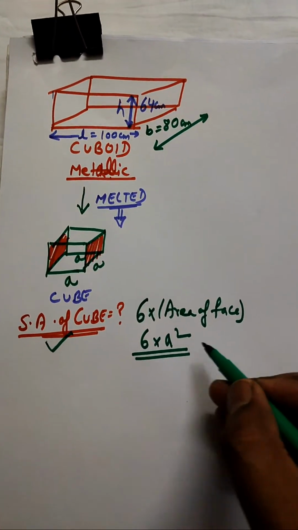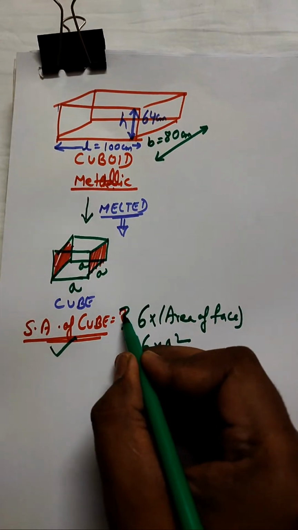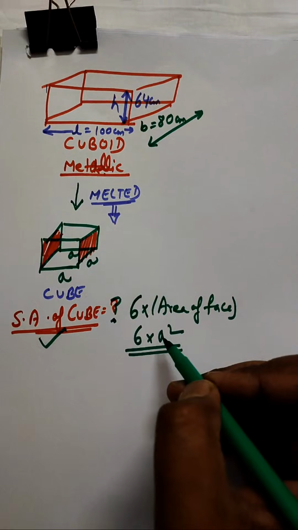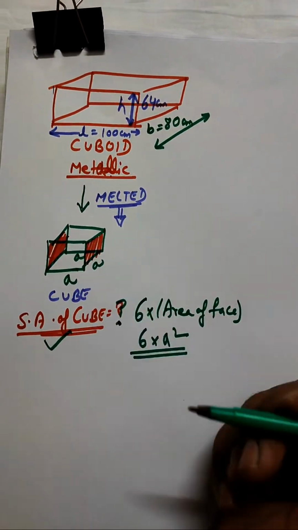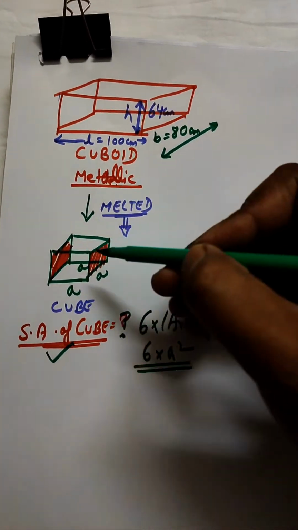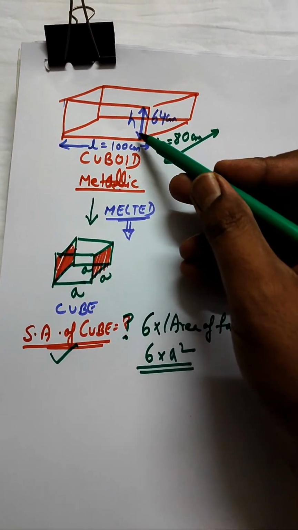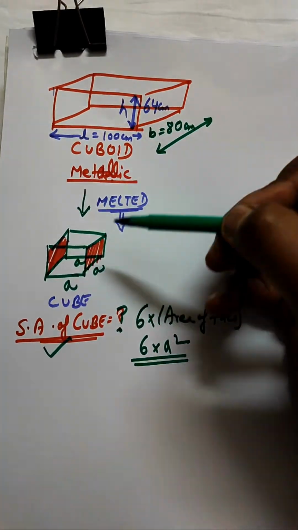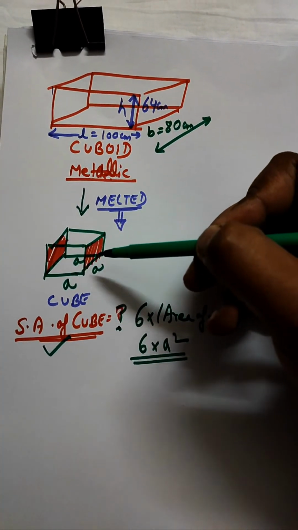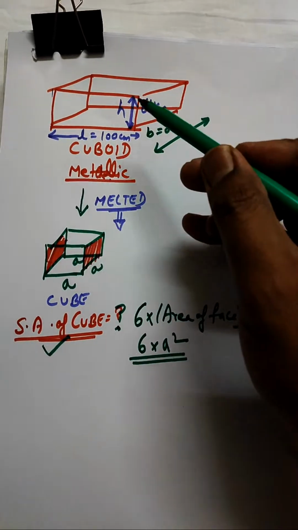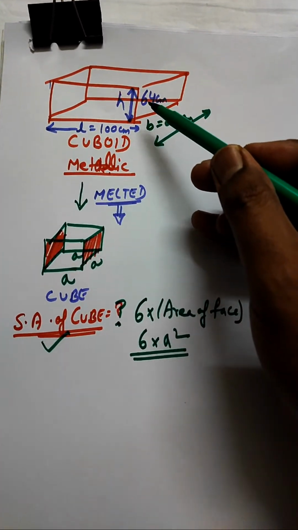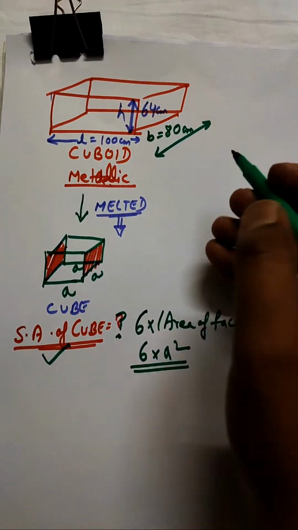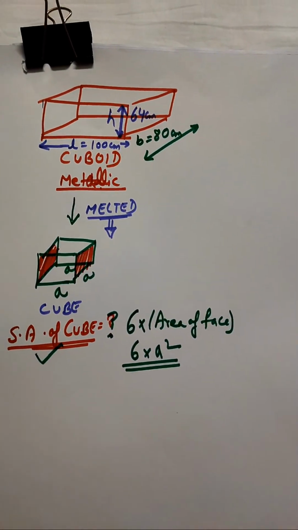This we need to calculate. Now, for that, we should know what is A. Since this cuboid is melted to form this cube, what is the value of A, the edge of this cube? Definitely, the volume of this cuboid will always be equal to the volume of this cube, right? So use the same formula.